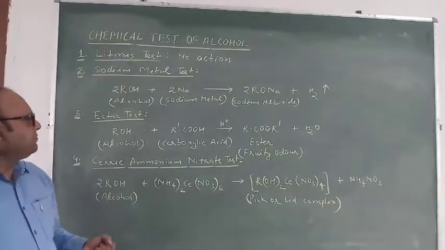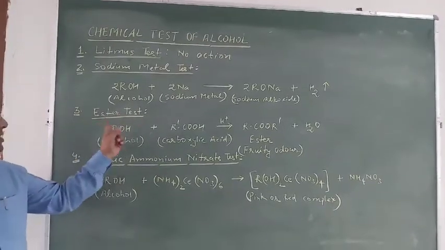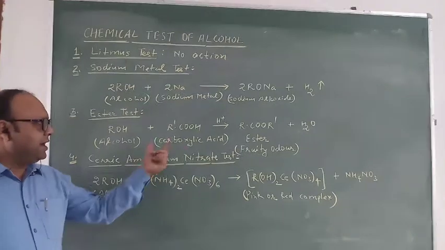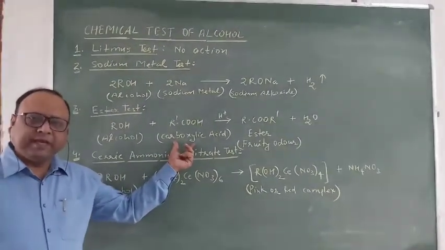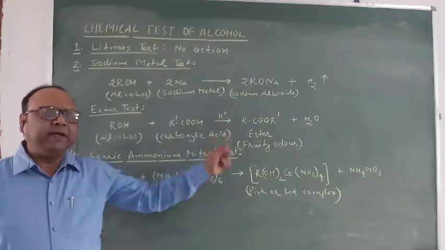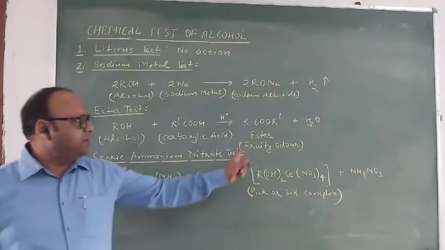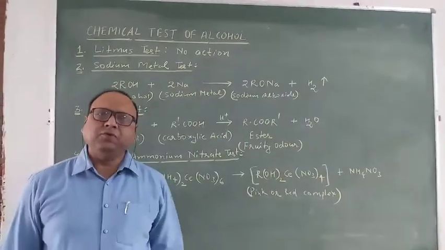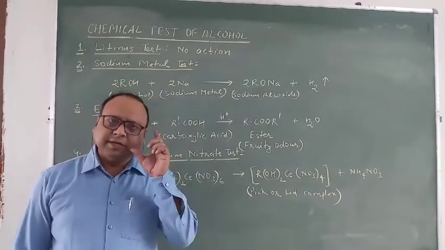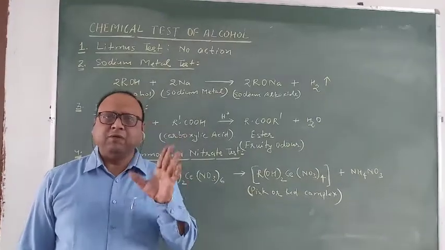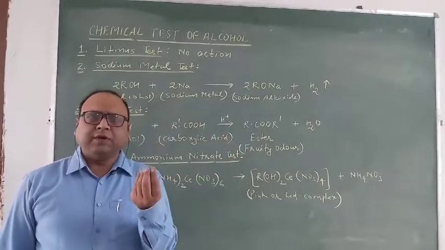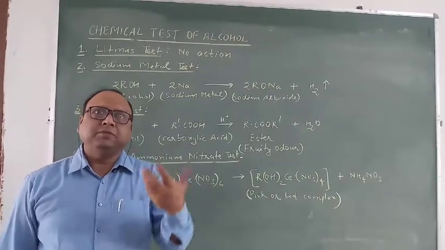And now two confirmatory tests. First is the ester test. When 1 ml of alcohol and 1 ml of carboxylic acid are taken in presence of concentrated sulfuric acid and heated gently, then an ester is obtained having a fruity smell. So if a fruity smell comes out, then the taken compound will be alcohol. When this ester is passed into cold water, the fruity smell becomes more intense.